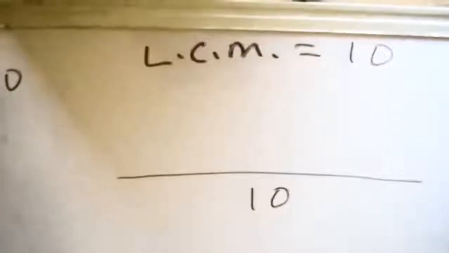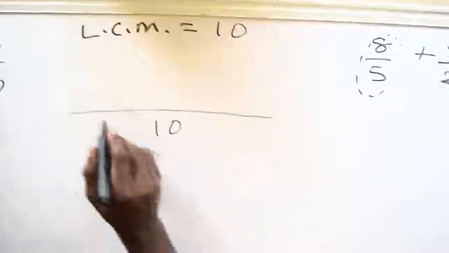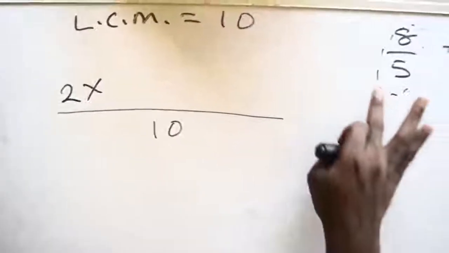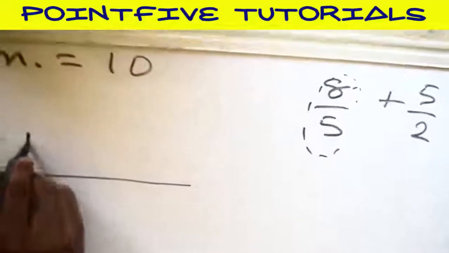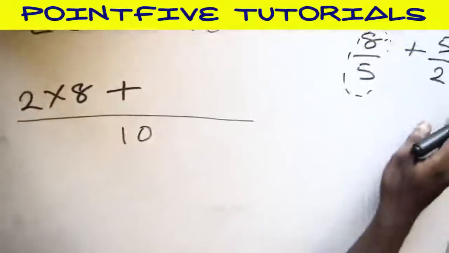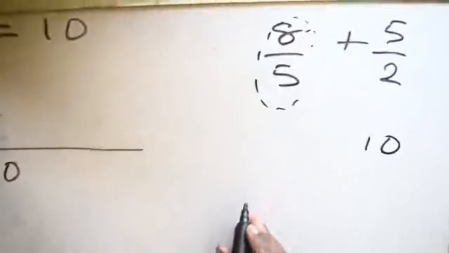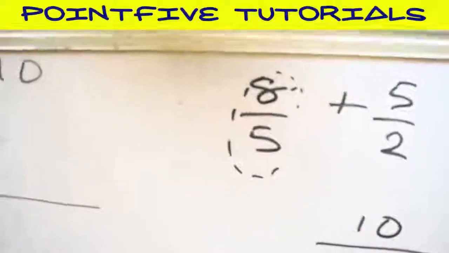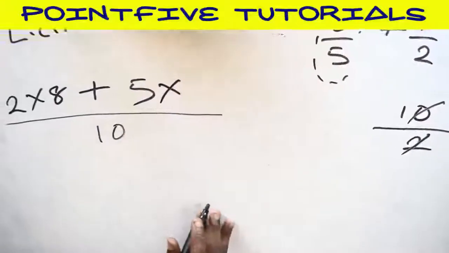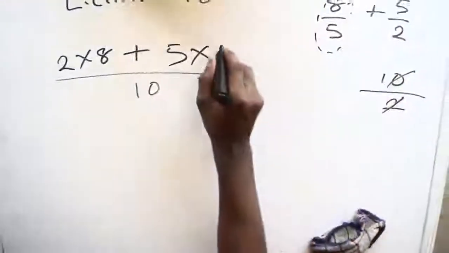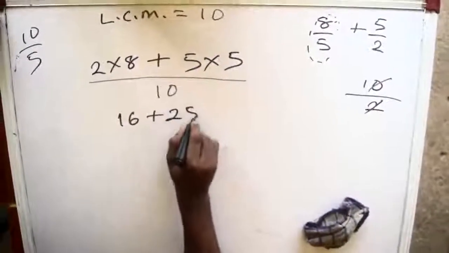We divide it with the denominator of the first fraction. The denominator here is 5. 10 over 5 is 2. We multiply by the numerator of the first fraction, which is 8. Then we move down, we see plus, we put it down. We move down again, we see another fraction. Anytime you see a fraction, you bring your LCM, divided by the denominator of that fraction, which is 2. 10 divided by 2 is 5. Use it to multiply the numerator of the second fraction, which is 5. 2 times 8 is 16, plus 5 times 5, 25, all over 10.